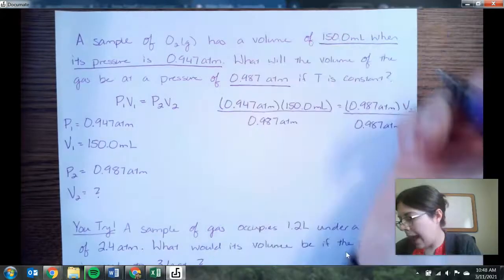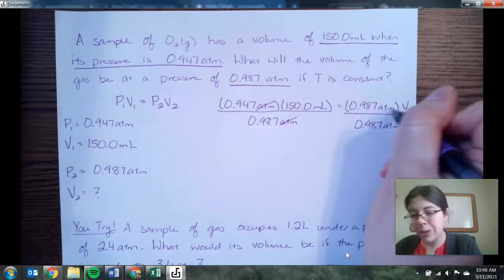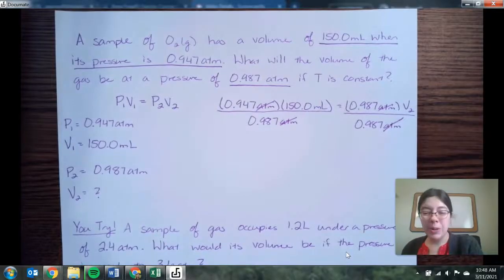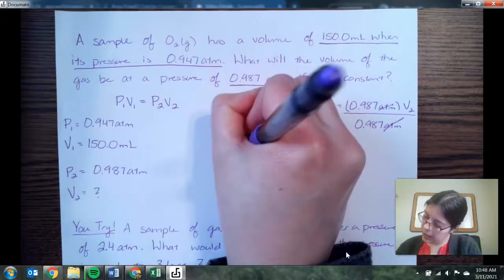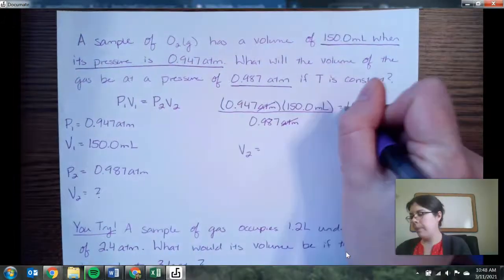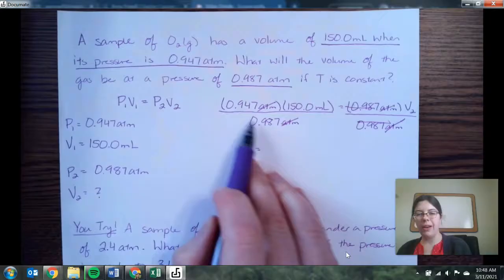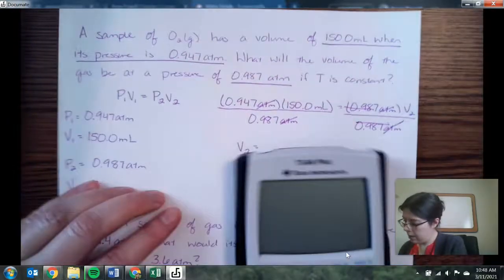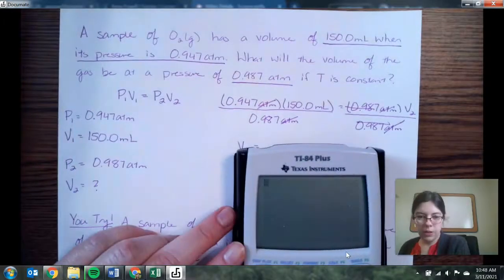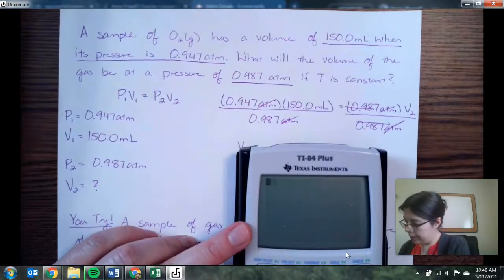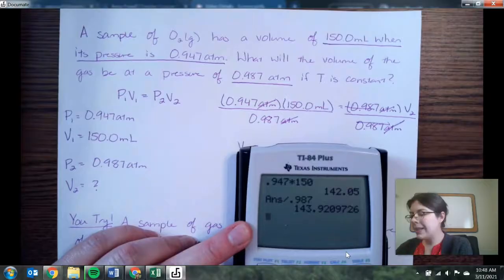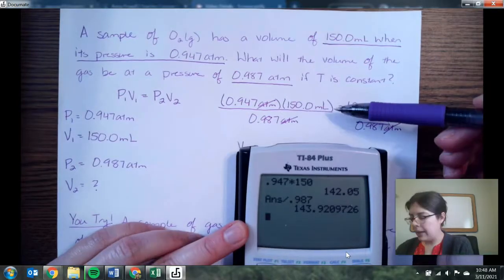And we will see that the units of atmospheres are going to cancel out, which is good. That leaves us with milliliters, which is what we want for our unit for our volume. So V2 is equal to, okay, I'm going to go ahead and plug this into our calculator. So 0.947 times 150 divided by 0.987. Okay, so that gives us a number that's a little bit smaller, so that's what we expected.